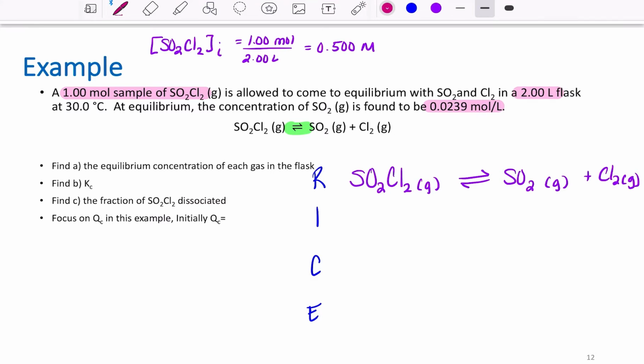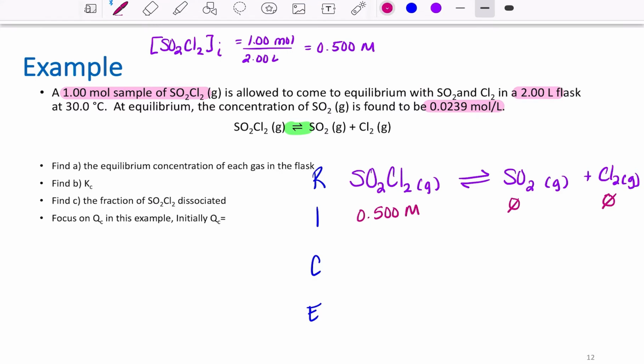So write down what we know. We know that we're starting with 0.500 molar SO2Cl2. We also know that to start, we don't have any SO2 or Cl2 present. How do I know that? Because I'm told that a 1 mole sample of SO2Cl2 was allowed to reach an equilibrium. It didn't tell me it put any SO2 or Cl2 in to start, so that means that we only have SO2Cl2 at the very start of the reaction, and we don't have any of our product at the very beginning.